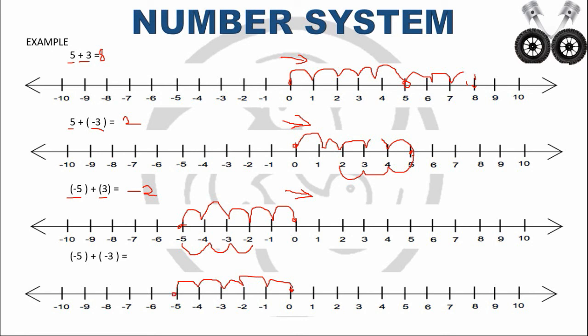What is the operator here? It is the positive operator. That means we have to look in the positive direction. What is the second integer? It is minus 3. Minus 3 means we have to move in the backward direction. What is the backward direction for this one? It is the negative direction. How many steps do we have to move? We have to move 3 steps. So 1, 2, 3. So then we will reach the integer minus 8. So the answer here is minus 8.